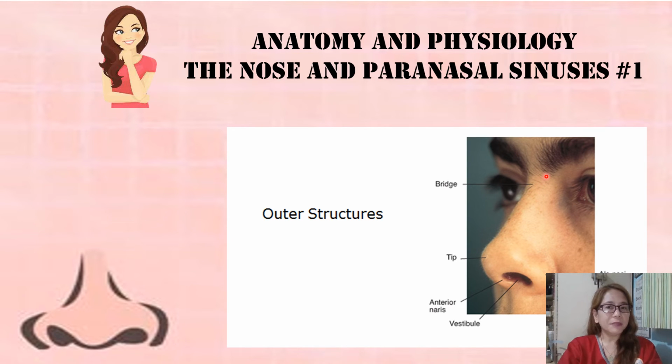Okay, so this image shows the outer structure of the nose, wherein you have the bridge, the tip, the anterior nares, the vestibule, and the ala nasi. So our nose has four main functions. The first one is inspiration and expiration. The second one is filtration, warmth, and moisturization of the air exchange. The third one is sensation of smell and resonance of speech.